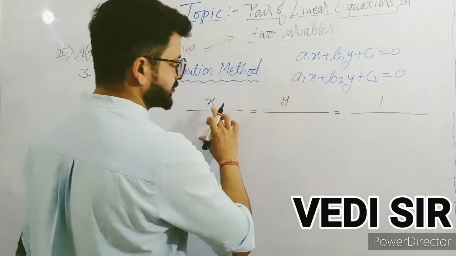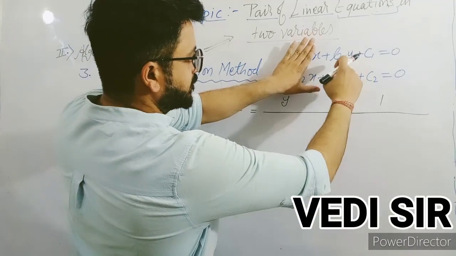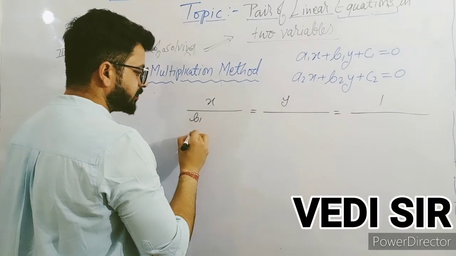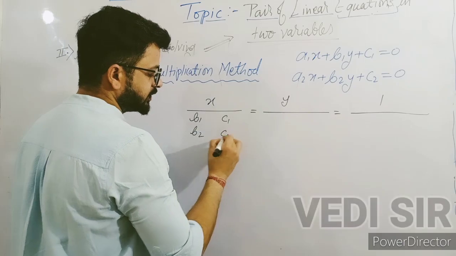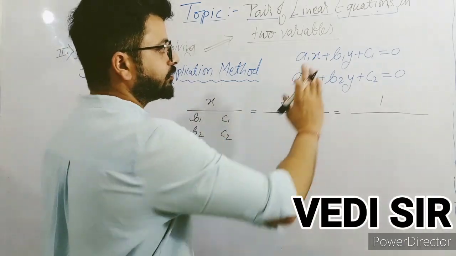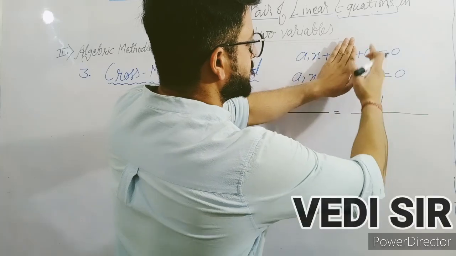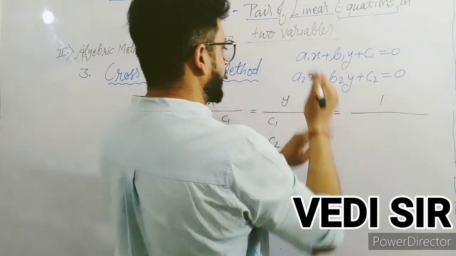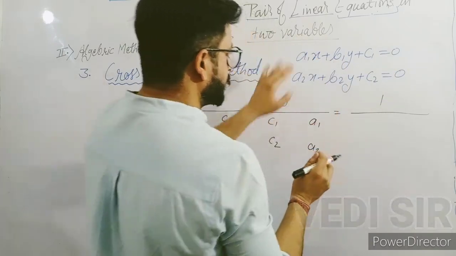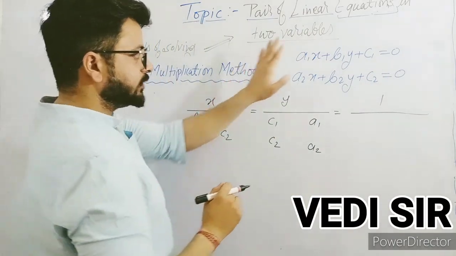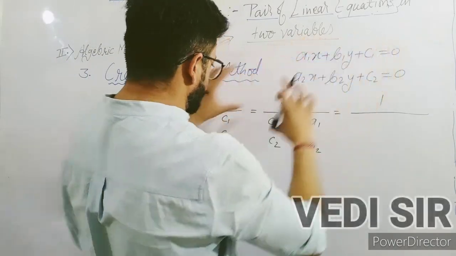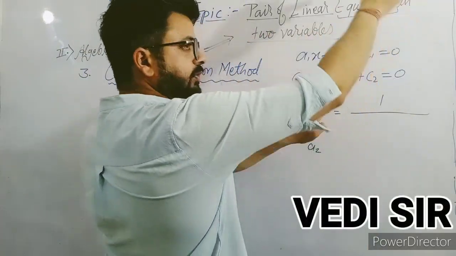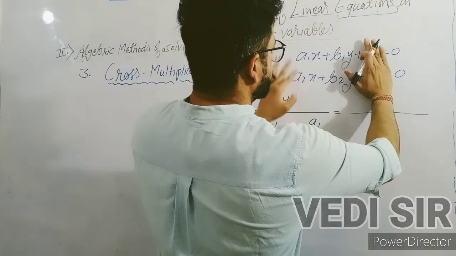Suppose we are calculating for x, then you hide x and multiply only the rest of the coefficients, cross multiply. That means the rest of the coefficients you write as b1, b2, c1, c2. And for y, the rest of the coefficients, first c1, c2, and then a1, a2. So when we are calculating for x, you hide x, then write the rest two coefficients as usual, and for y, first we write this and then again we rotate.